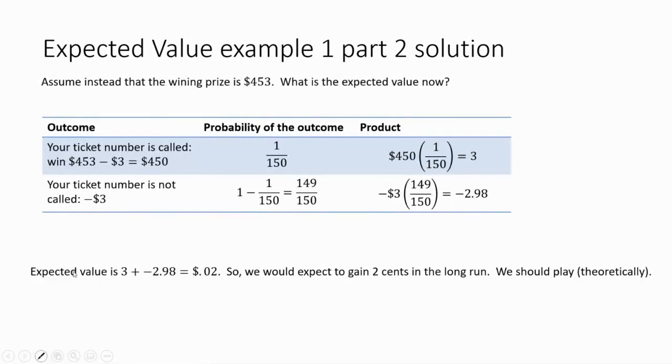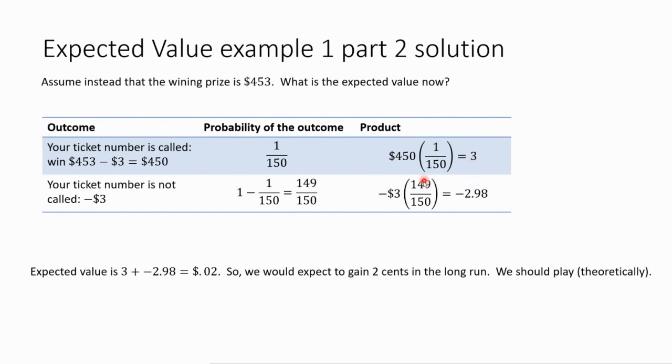So the only difference now is you're going to win $450. I put the dollar sign on the other side again. It was on the wrong side before, so I just fixed that. Okay, so we have now $450. The probabilities are still the same. There's only one ticket, and they still sold 150 tickets altogether. So the first product here is going to change. We have 450 times 1 over 150. Well, that turns out to be 3.